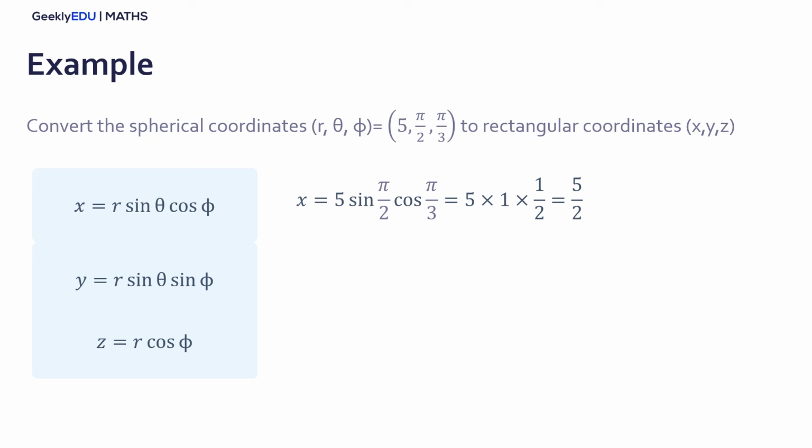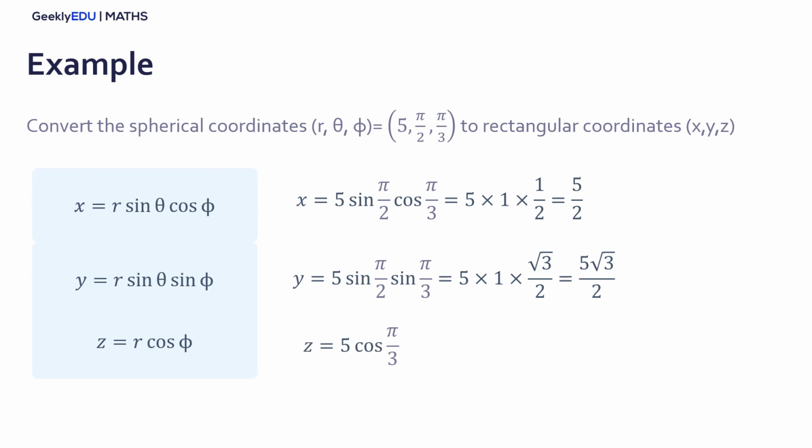We obtain that x is equal to 5 divided by 2. Substituting in y, now the sine of pi divided by 3 is the root of 3 divided by 2. Getting that y is equal to 5 times the root of 3 divided by 2, and z is equal to 5 divided by 2.